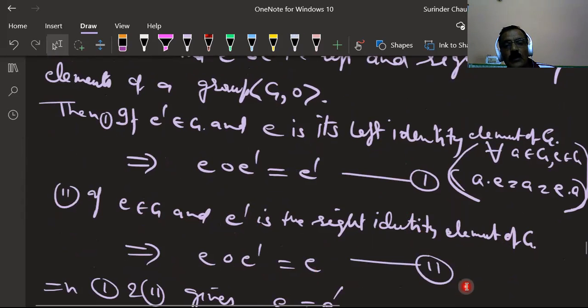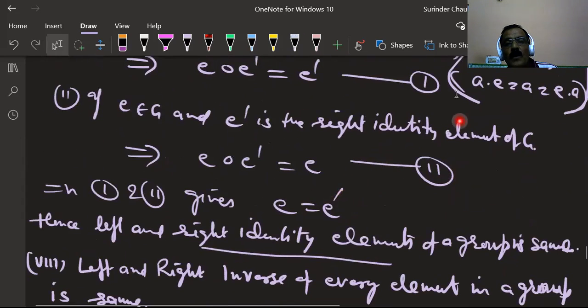The left hand sides of the first and second equations are the same. Therefore, the right hand sides are the same, therefore E is equal to E dash. Hence, the left and right identity elements of a group are the same. Both elements are the same; if it is unique, then it means that they are the same.